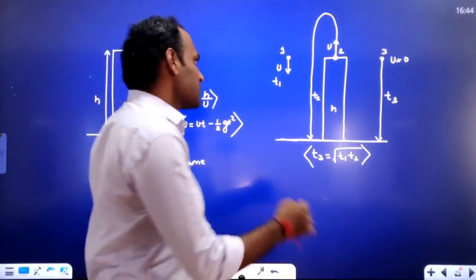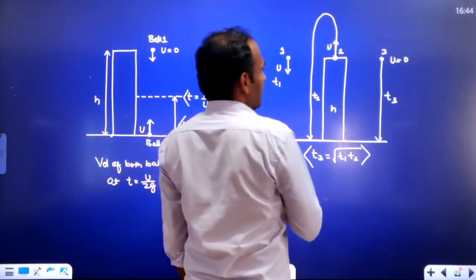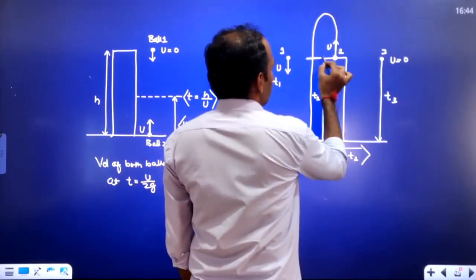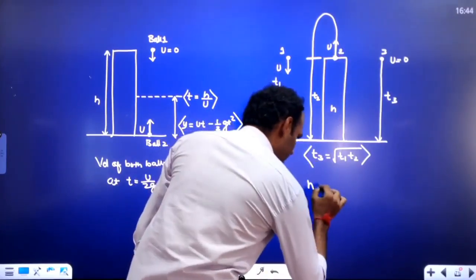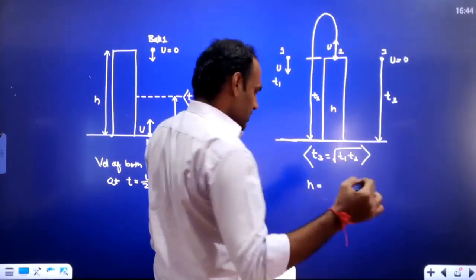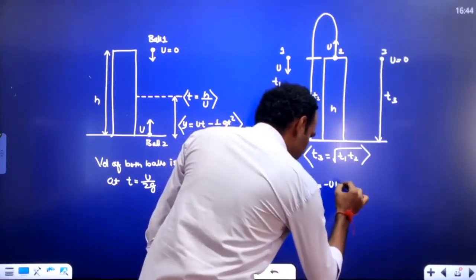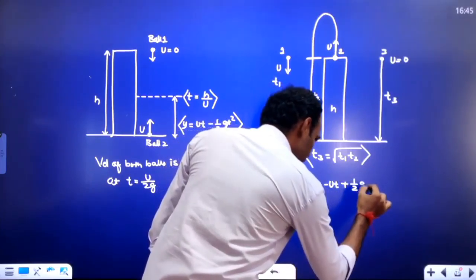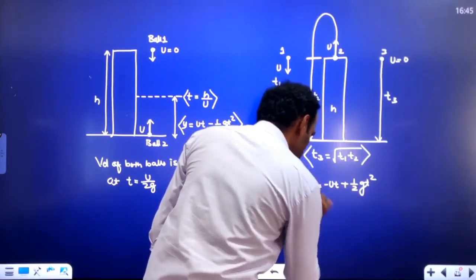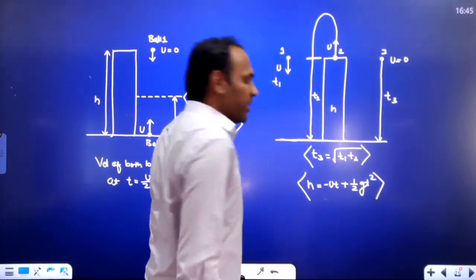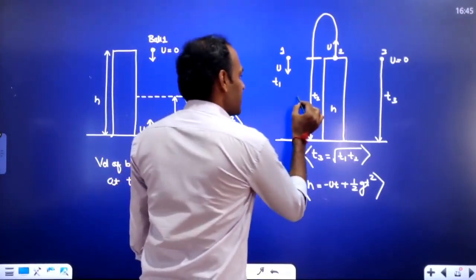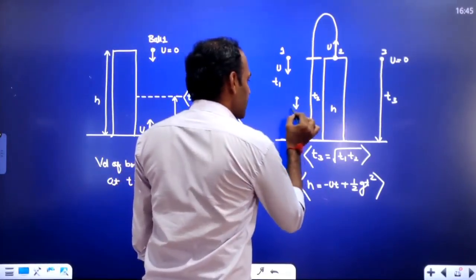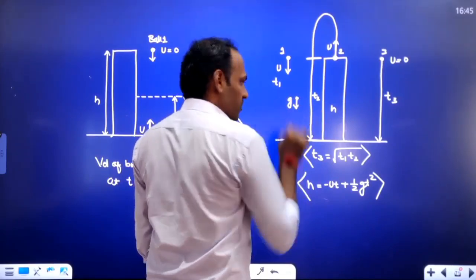Clear? Okay, next note. If they ask how much is the height of the tower, the height of the tower can be calculated by using the formula h is equal to minus ut plus half gt square. Same formula, just we have to take u negative here. Why do we have to take u negative? Because we know acceleration due to gravity will always be downwards.